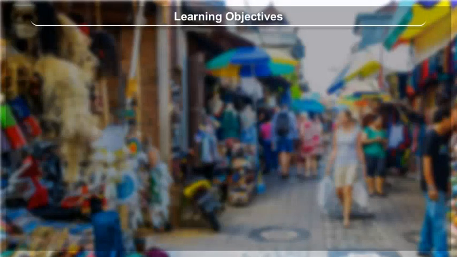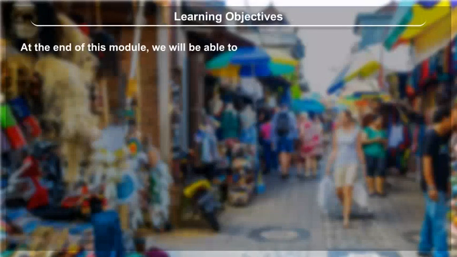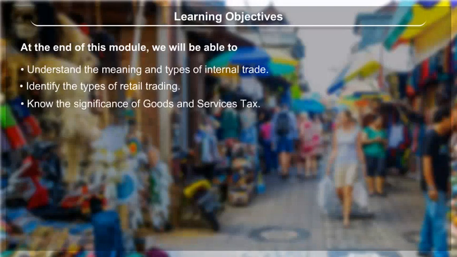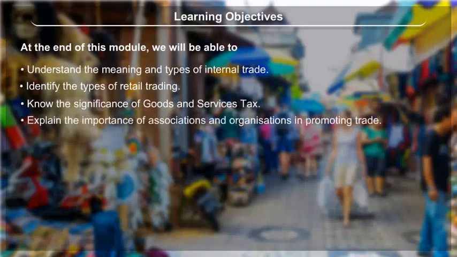Learning objectives. At the end of this module, we will be able to understand the meaning and types of internal trade, identify the types of retail trading, know the significance of goods and services tax, explain the importance of associations and organizations in promoting trade.